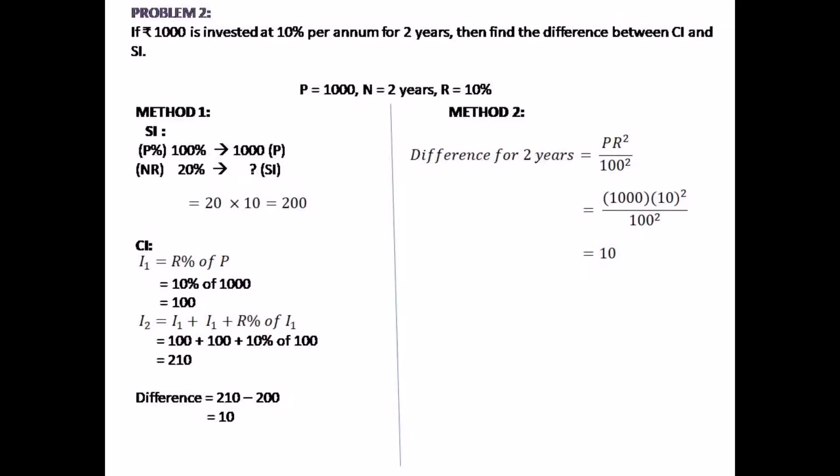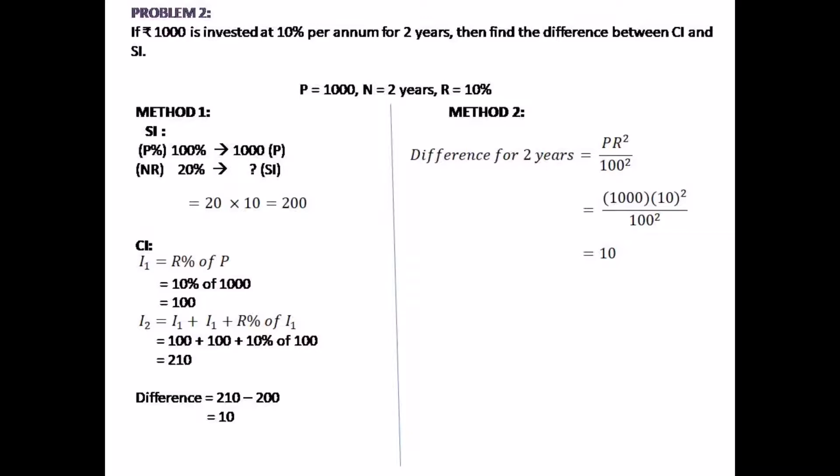If rupees 1000 is invested at 10% per annum for 2 years, then find the difference between CI and SI. Given P equals 1000, N equals 2 years, R equals 10%. Now let's see the first method. If 100% gives 1000, then 20% gives what?